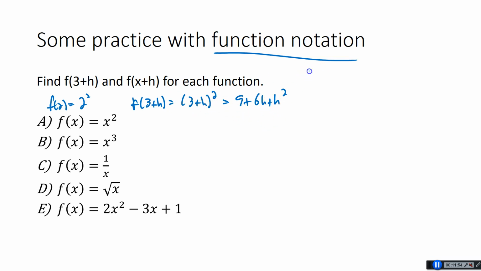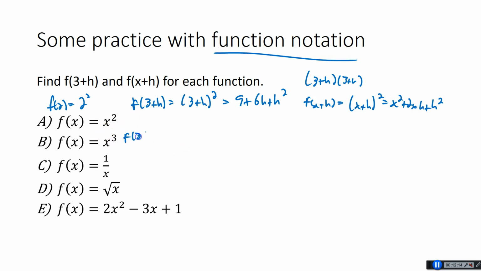You could write it out and FOIL it though, if you want, doing 3 plus h and 3 plus h. Sorry, I didn't do x plus h. So f of x plus h would be x plus h squared, which would be x squared plus 2xh plus h squared. Okay.